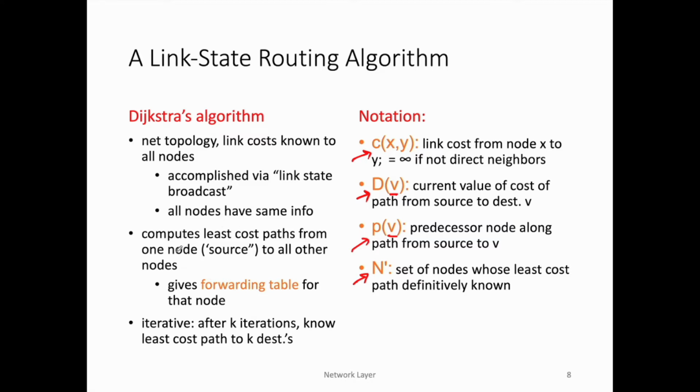So this means we have to compute the least cost path from one node, say the source, to all the other nodes, right? Even if I have to send data to a specific destination, I have to calculate the path to all the other nodes. It's iterative, and after k iterations, meaning after identifying the cost to reach all the destinations, this algorithm will converge. So let's see how it works.